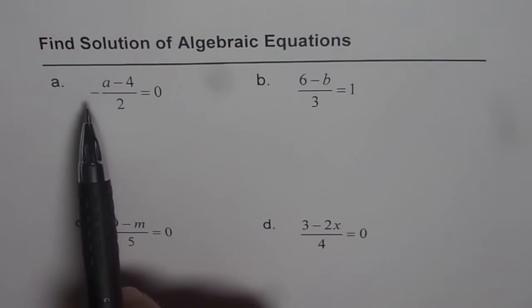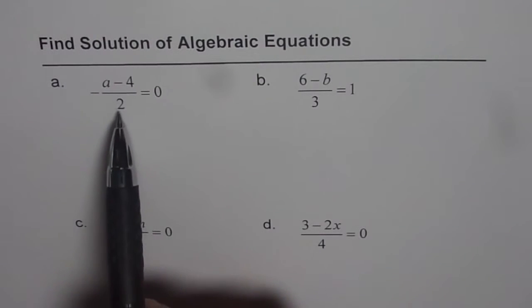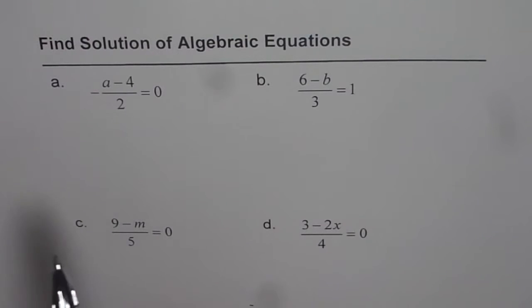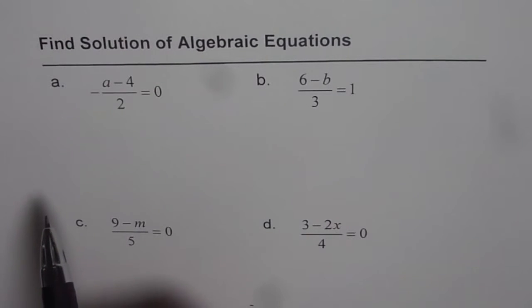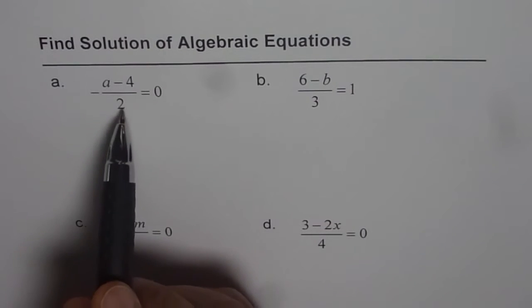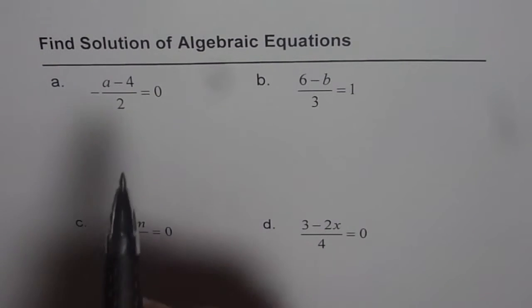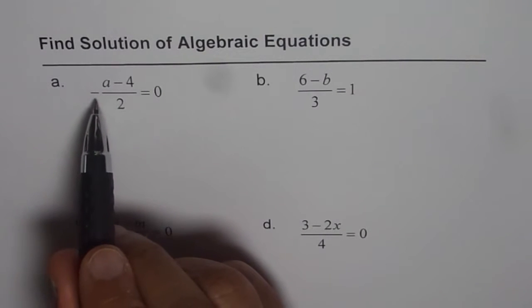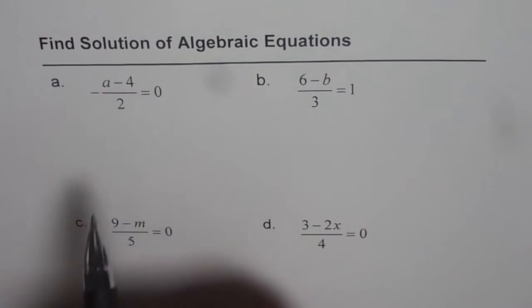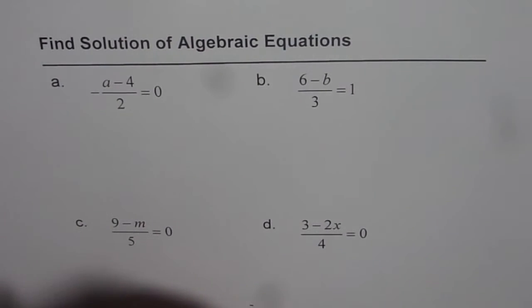Part A is minus (a minus 4) divided by 2 equals 0. Now we have a minus sign here. Make a note of that. To solve this equation, what we should do is multiply both sides by 2. If we multiply both sides by 2, we get minus of (a minus 4) equals 0. Alternately, we could also multiply both sides by minus 2.